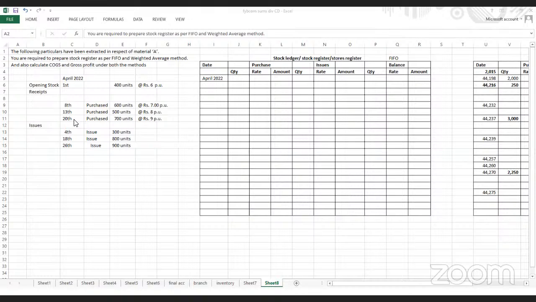You see the sum, I'll read it. The following particulars are expected of material A. You are required to prepare stock register, that is FIFO and weighted average method. So you have to maintain a stock ledger account.